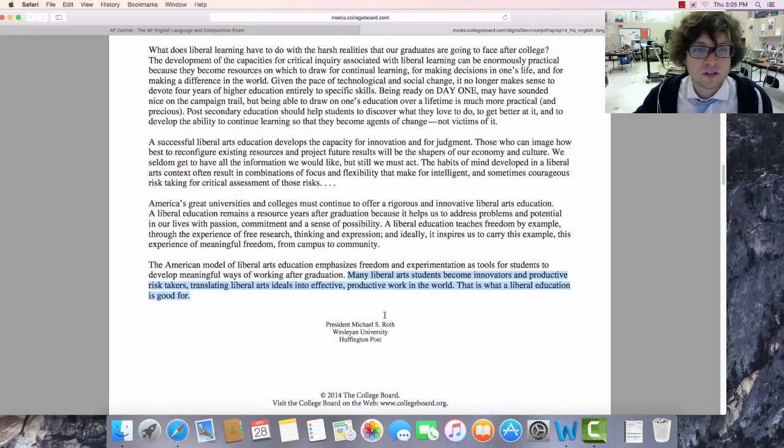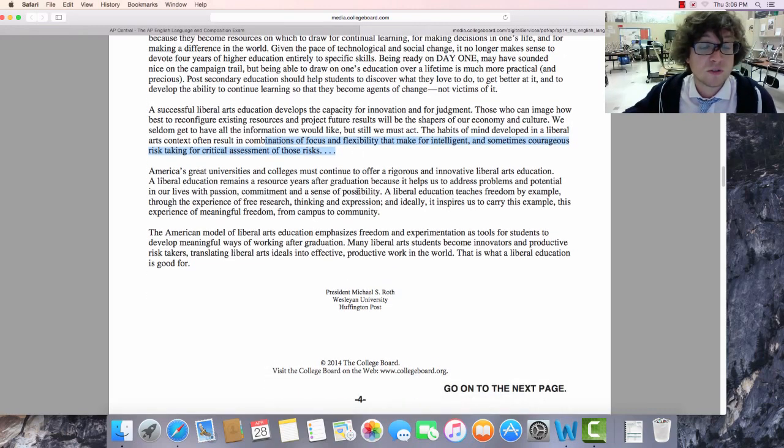That is what a liberal arts education is good for. He also talks about carrying the experience of college from campus to community. So these are some of those other benefits of college. And up here, where he says a successful liberal arts education develops the capacity for innovation and for judgment. Those who can imagine how best to reconfigure existing resources and project future results will be the shapers of our economy and culture. The habits of mind developed in a liberal arts context often result in a combination of focus and flexibility that makes for intelligent, sometimes courageous risk-taking and for critical assessments of those risks.